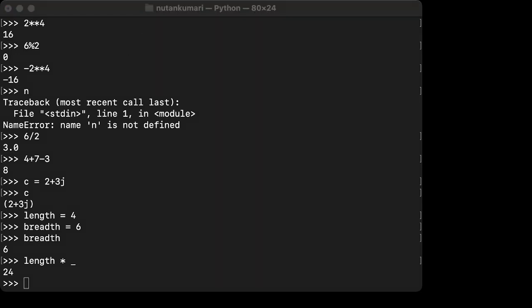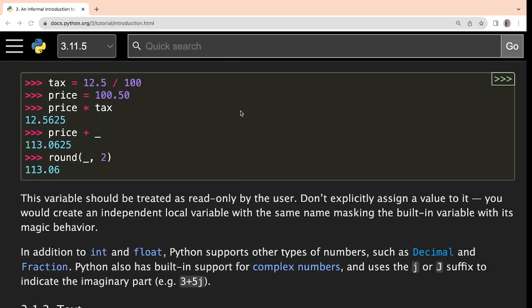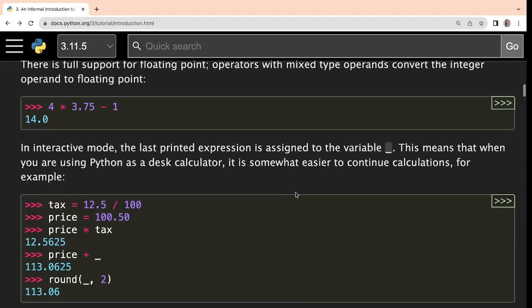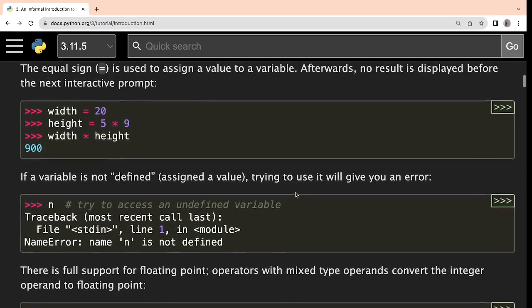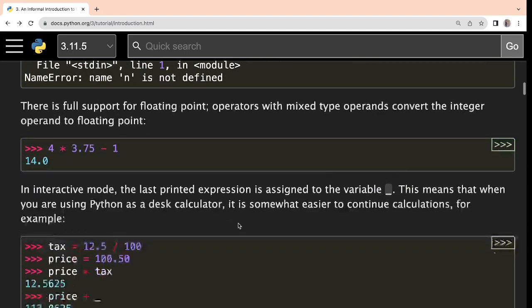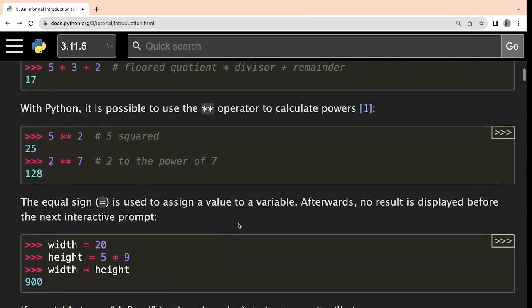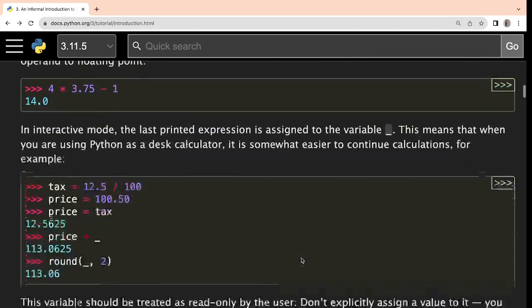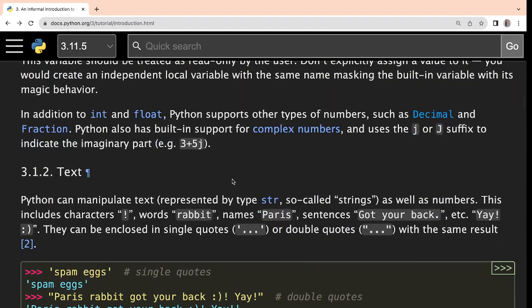All right, so we can go back to the documentation. Okay, so this was all about numbers, how we can use them, how we can manipulate the numbers, and we can use it as a calculator. What about underscore? What about complex numbers, right? About all the basic operators which are present in Python. So we have discussed everything regarding that. And the next topic is everything about text.